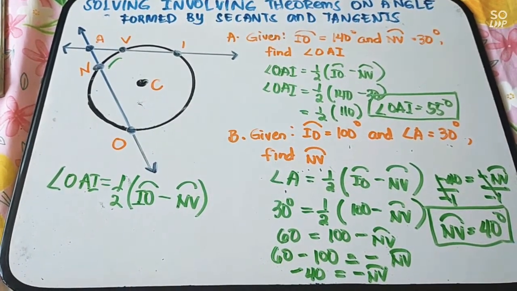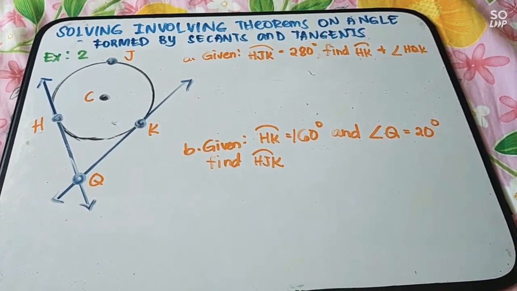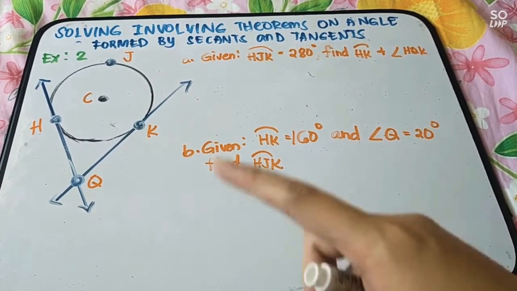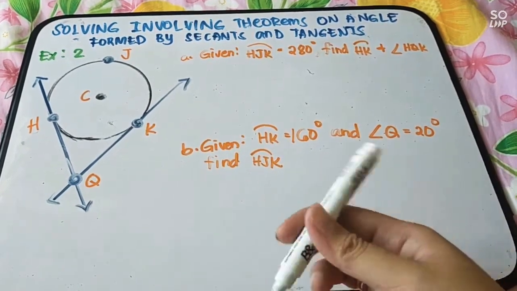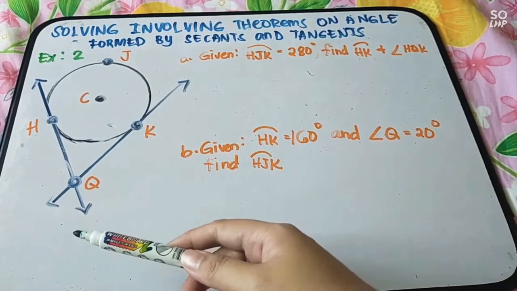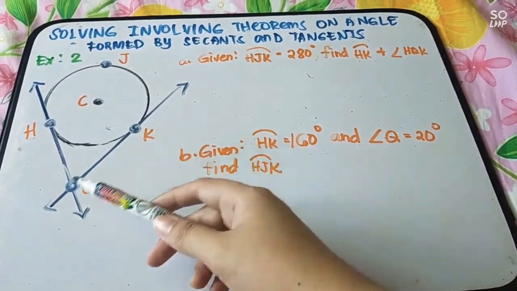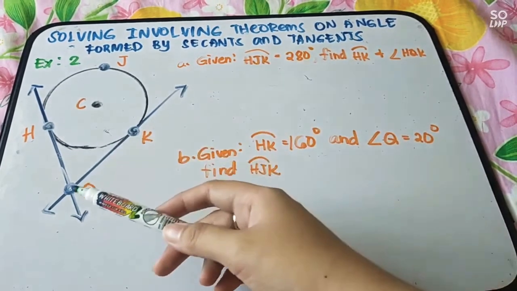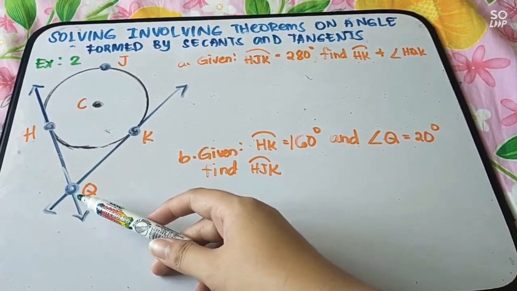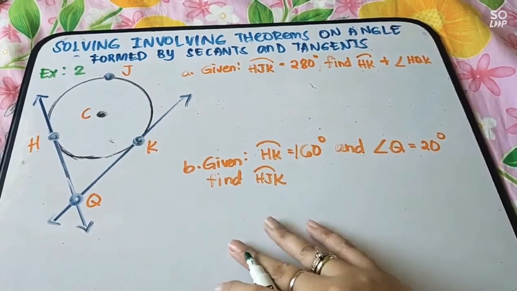Let's have another example. Example number 2. Consider the figure circle C. As you can see, we have here 2 tangents that intersect at exterior point. We have HQ and KQ intersect at exterior point of point Q. So, this is theorem number 3.